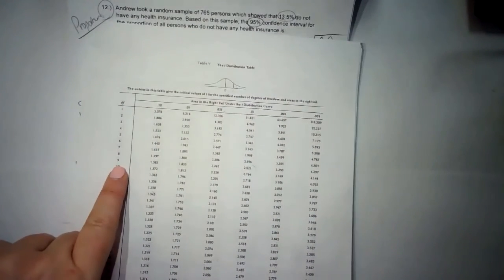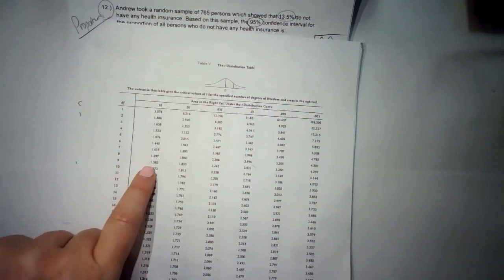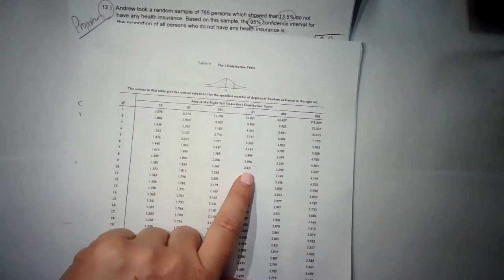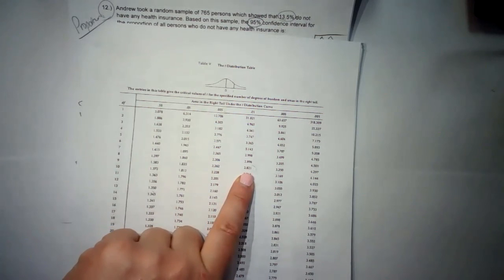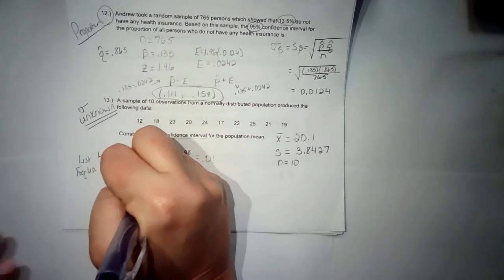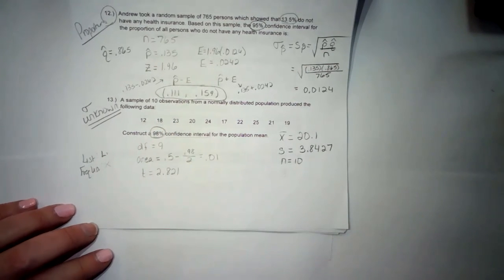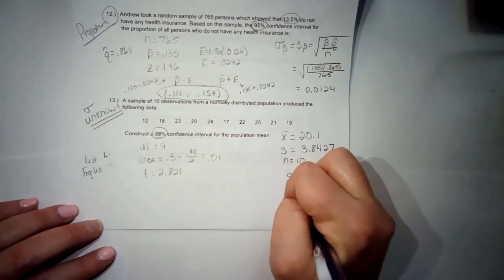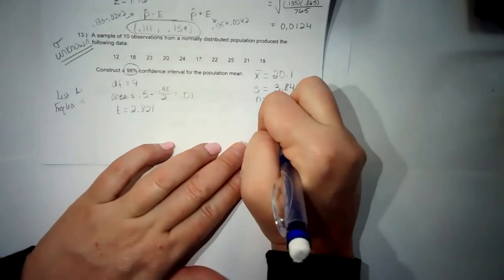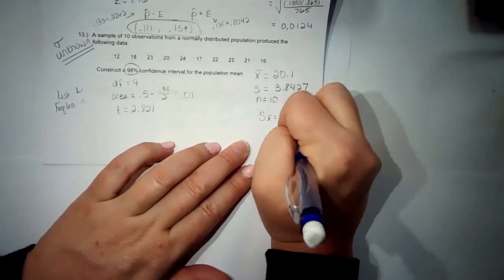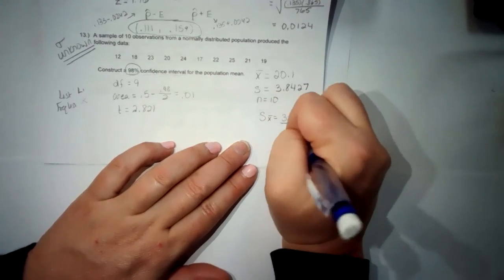Okay. So if I want to go ahead and find T real quick, I'm going to go degrees of freedom 9, and I'm going to go area 0.01, and I get 2.821. That's going to be my T. 2.821. Okay, I got distracted. We still need S of X bar, right? So we're going to take our S that we got from our calculator divided by the square root of N.